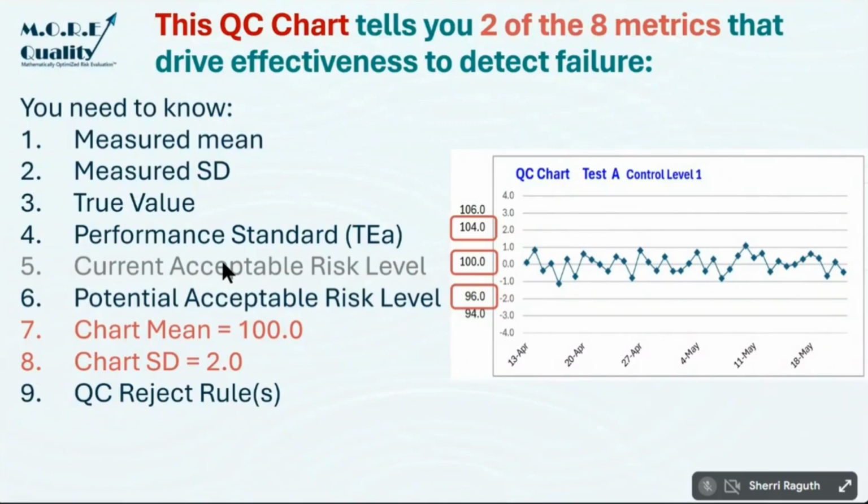However, if you look at what has been done since Westgard published his rules in about 1981, we've been accepting a 5% failure rate. And that's statistically meaningful, but it's not clinically acceptable. If I'm testing 100 patients a day, I don't want to report 5 errors if I can get away with only reporting 1 error per day. And we're going to see that that is indeed attainable. You need to know the chart mean, you need to know the chart SD, and you need to know the QC reject rules.